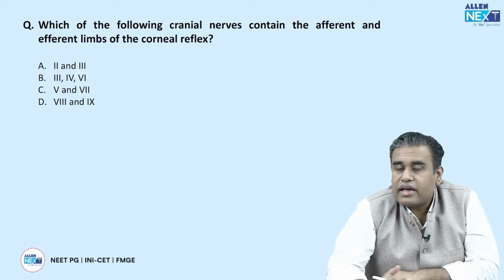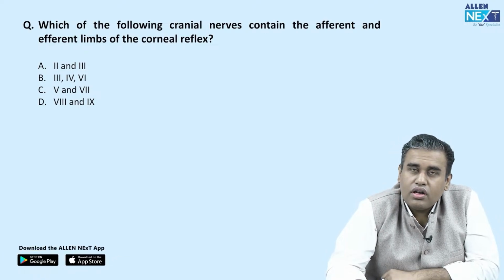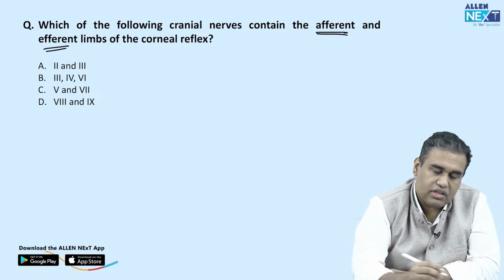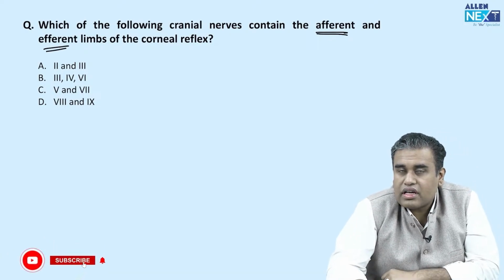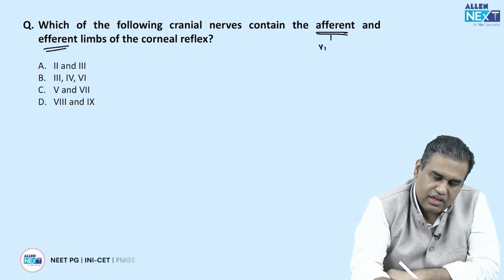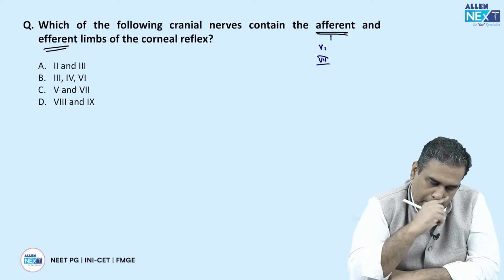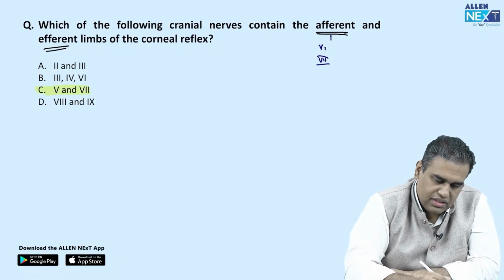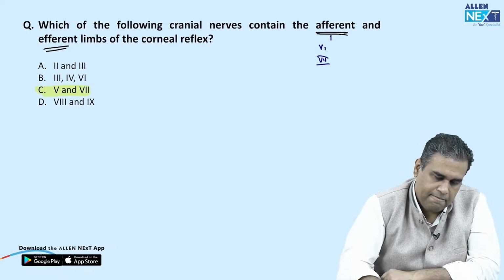Okay, this I guess we have already done. Just a quick recall. Which cranial nerve contains the afferent and the efferent of the corneal reflex? Remember the question we did on the cavernous sinus. Corneal reflex afferent was which nerve? V1. Efferent was the 7th nerve. Therefore, 5th and 7th, option number C will be our answer over here. 5th and 7th. I hope that is clear.